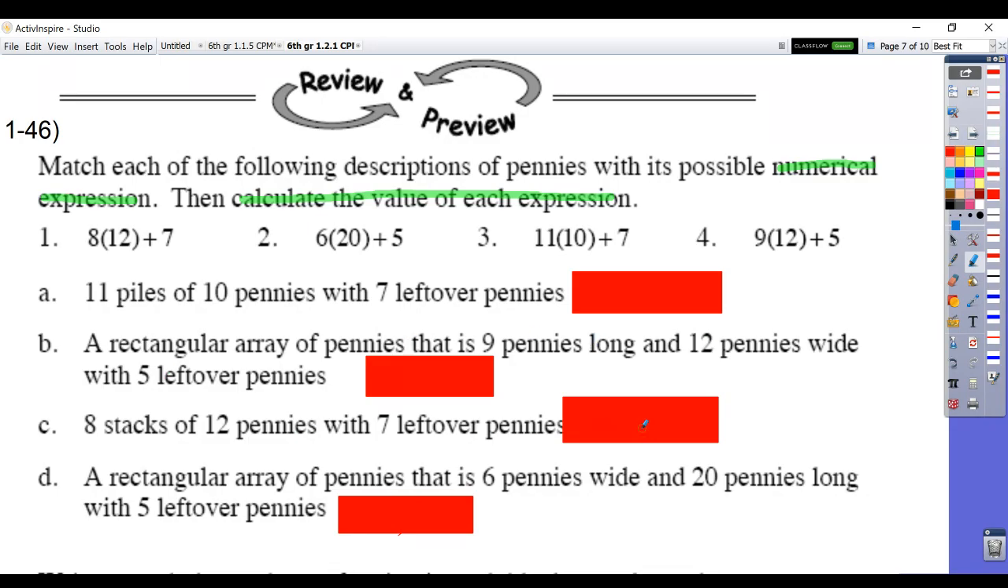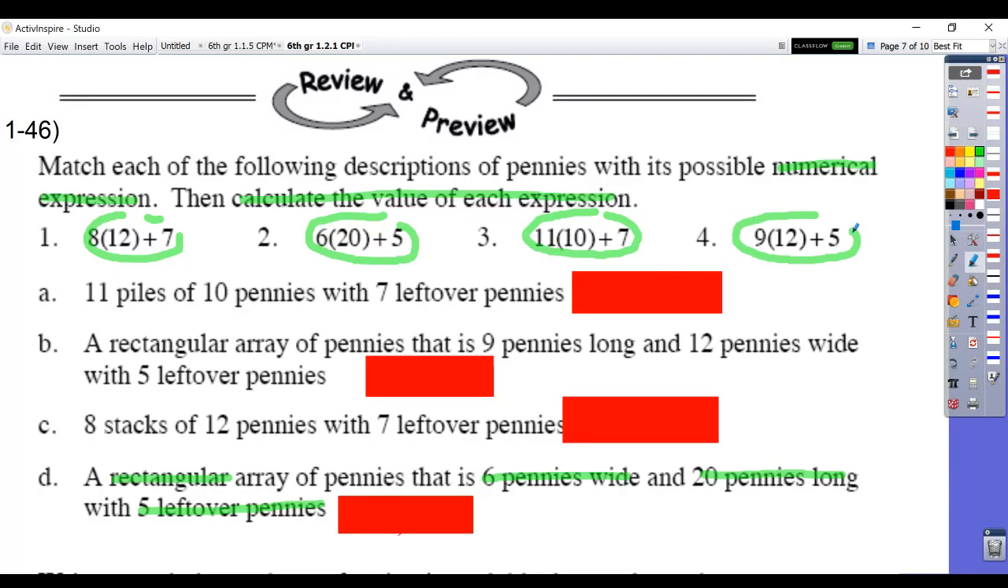All right. Let me just go ahead and look at D with you. So a rectangular array of pennies that is 6 pennies wide and 20 pennies long. So they're saying if pennies were arranged in a rectangle, 6 pennies across and 20 pennies long, and then you had 5 leftover pennies beside it. Okay, so if you have a rectangle that's 6 pennies wide, and 20 pennies long, and then you had these 5 leftover pennies on the side, which of these numerical expressions would seem to match how you would find that value?